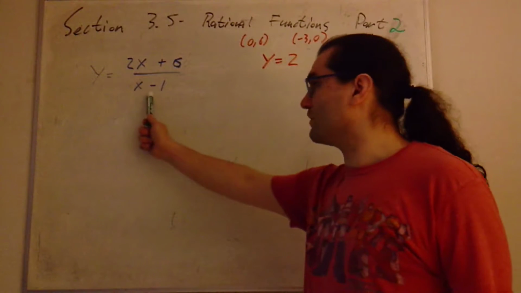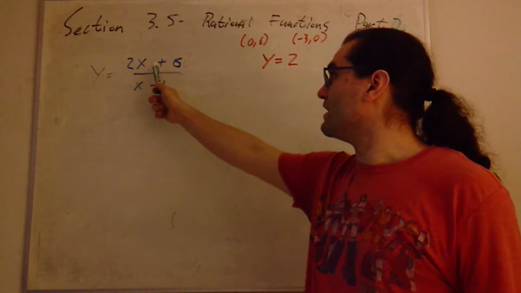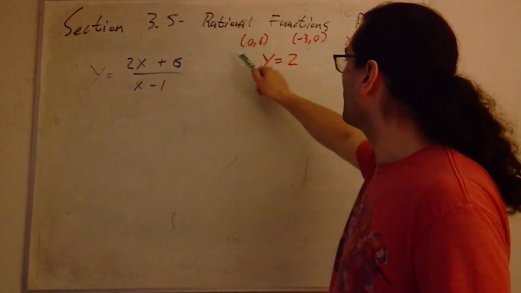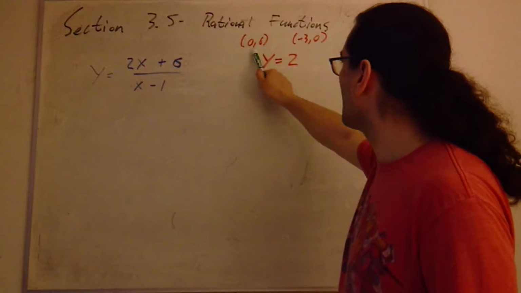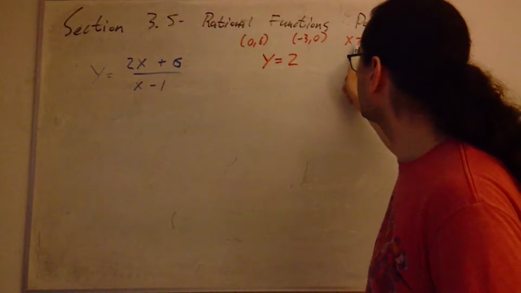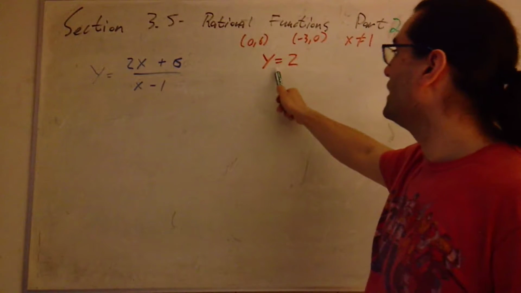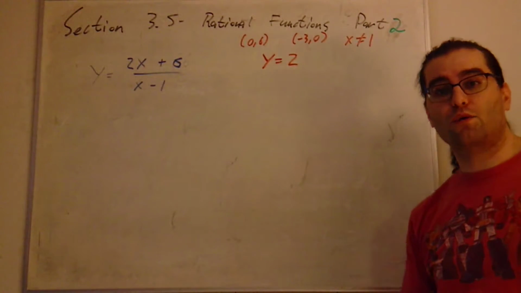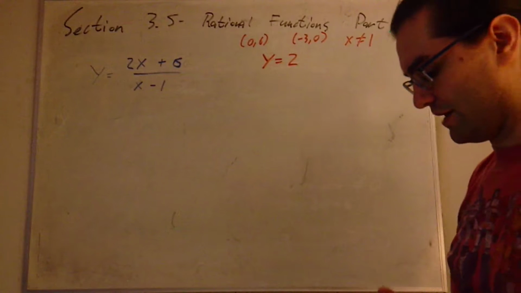This is our rational function. It is a fraction of polynomials. In part 1 of this video, we found that this was the y-intercept, this was the x-intercept, this was the domain restriction, and this was the end behavior. And now we're going to talk about what those things look like on a graph.